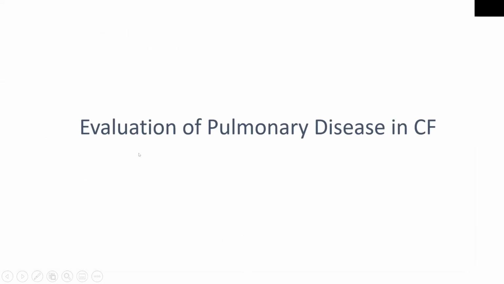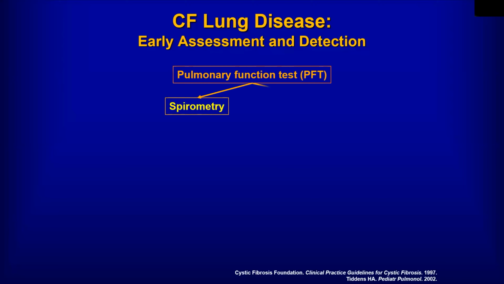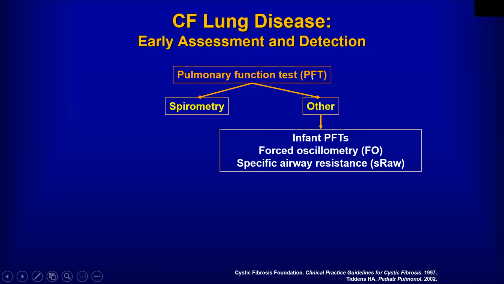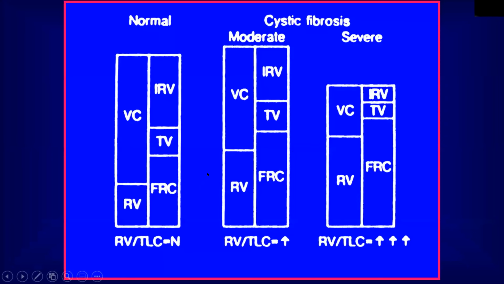For pulmonary disease and cystic fibrosis, mainly we check the function by doing pulmonary function testing, either spirometry in older children or infant PFTs or other methods in the younger children. Later, we can do structural assessment by imaging, doing CT imaging, which is now more recommended than the traditional chest X-ray.